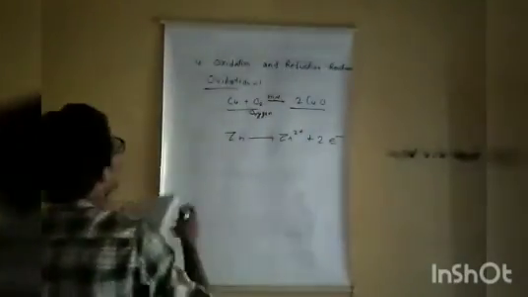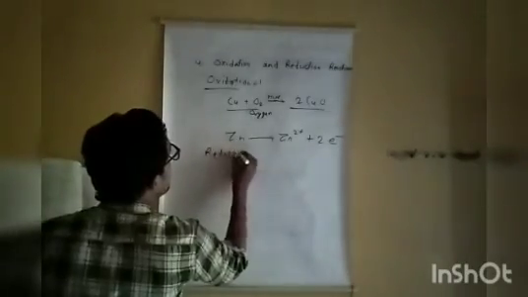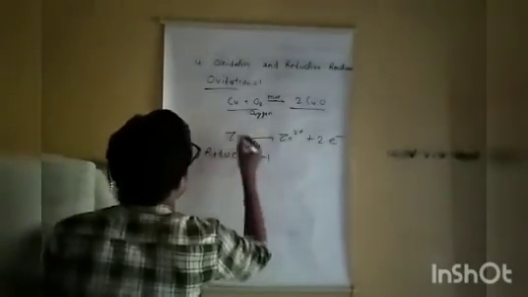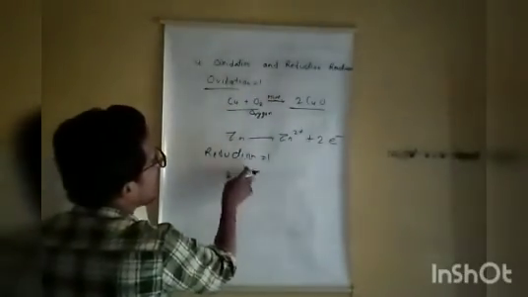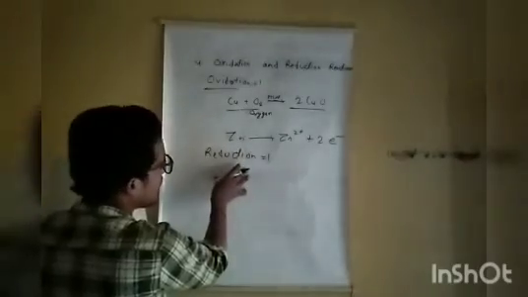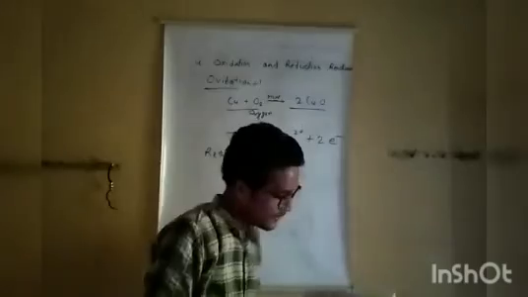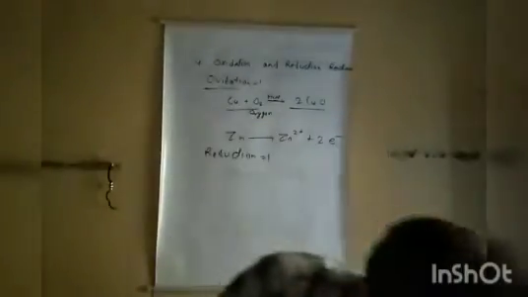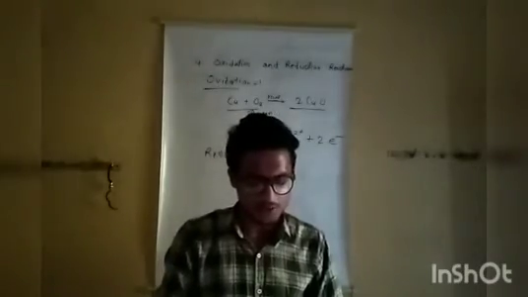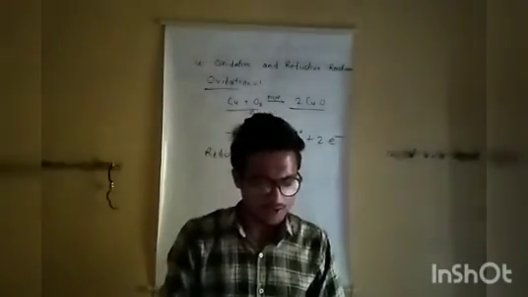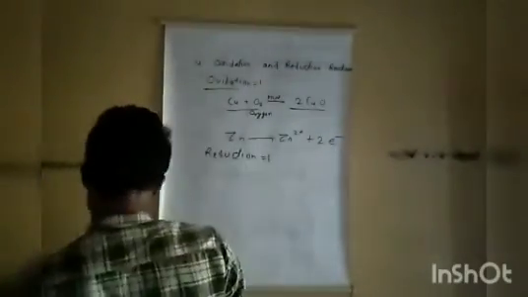The opposite of oxidation is reduction. When oxygen is removed, it's reduction. When hydrogen is added, it's reduction. When electrons are taken, it's also reduction. The process in which oxygen is removed from a substance is reduction. The process in which hydrogen is added to a substance is reduction. And the process in which a substance gains electrons is also reduction.